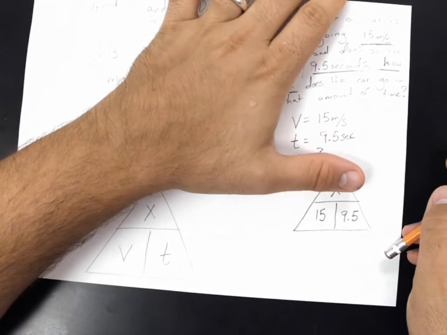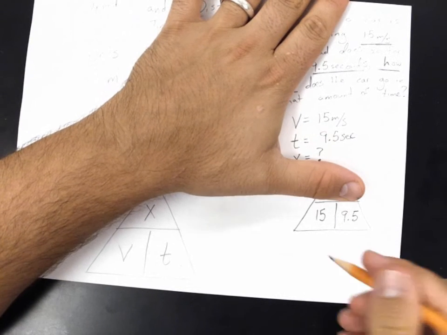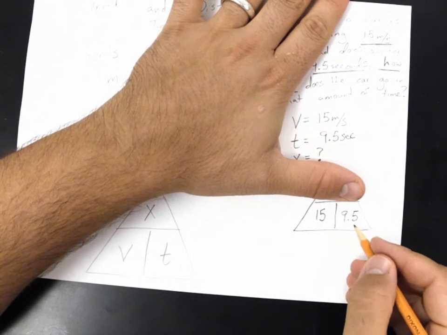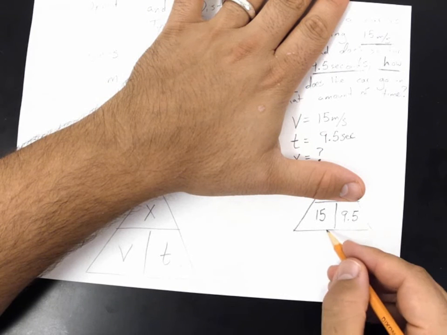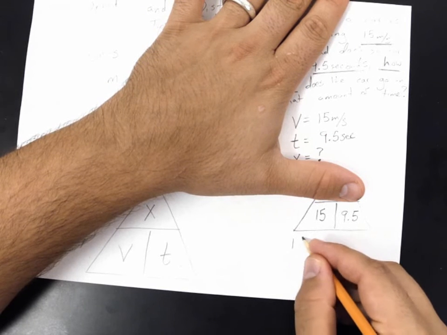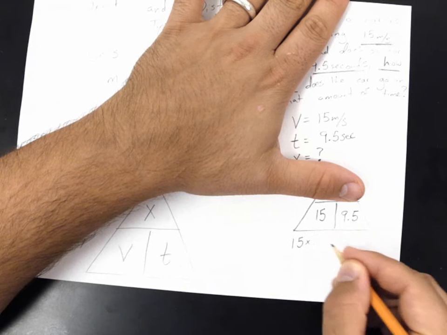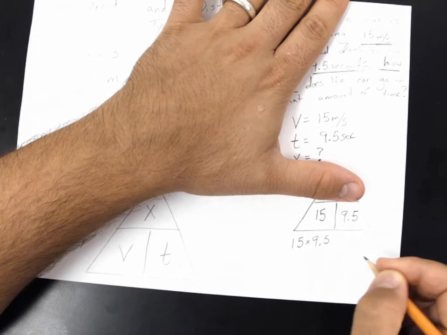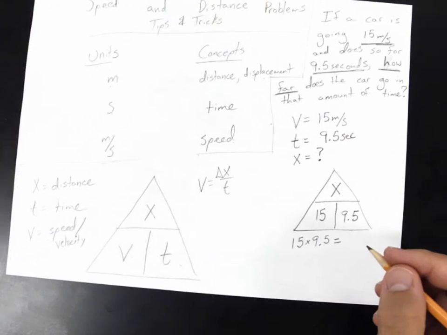So right here, we cover up what we're looking for, cover up the x. Are these two numbers next to each other, or are they on top of each other? So here's the two numbers that are next to each other. That means we will multiply 15 times 9 1/2. Okay? And this should give us our position.